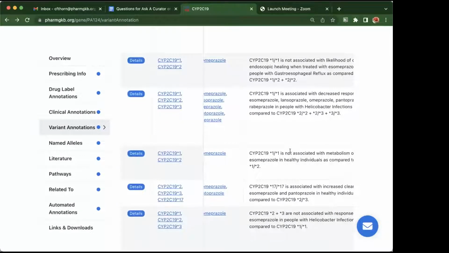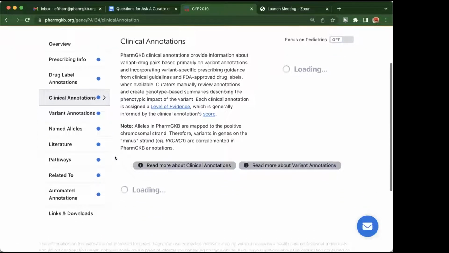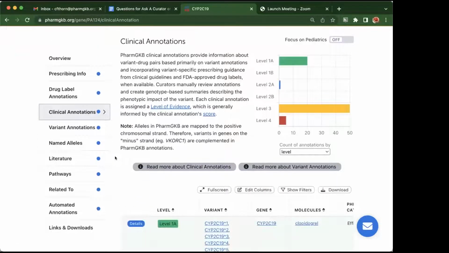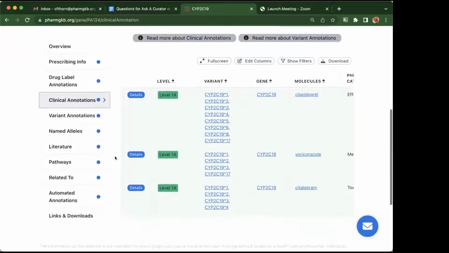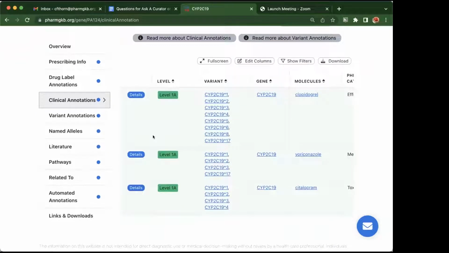So this is individual papers and individual relationships, and then the next step from that is our clinical annotations. So the aggregation of these variant annotations into a summary of all those relationships. So we'll look at the top level one.